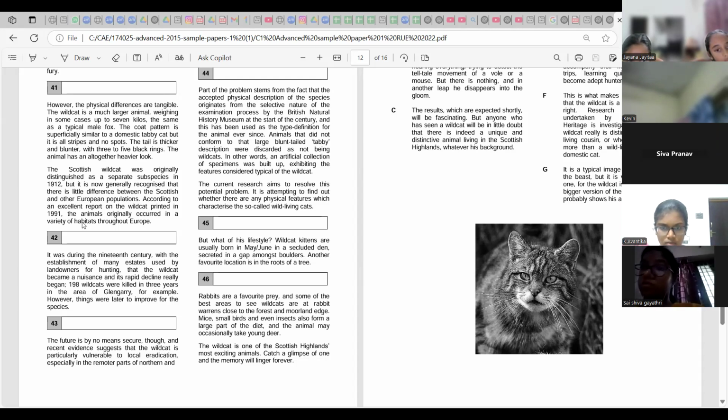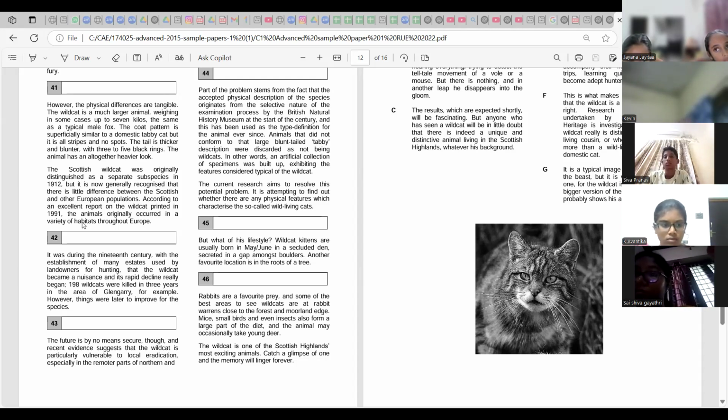Wow. The way Siva read, very clear pronunciation, and very carefully he was reading. Did you observe that? Very good. That's a sign that he can really understand and internalize.